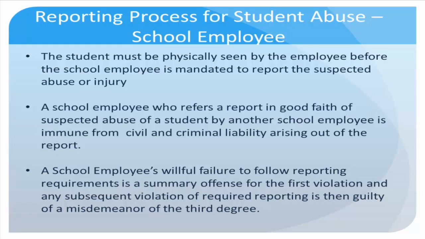The reporting school employee may not reveal the existence or content of the report to another person. A school employee who makes a report in good faith of suspected abuse of a student by another school employee or of child abuse is immune from civil and criminal liability arising out of the report. Any school employee who willfully violates a reporting requirement commits a summary offense for the first violation. Any employee who commits a subsequent violation is guilty of a misdemeanor of the third degree.